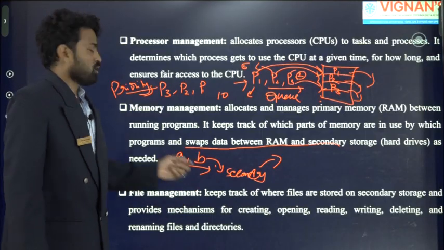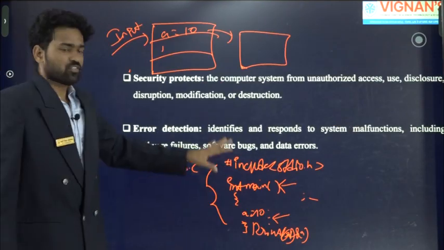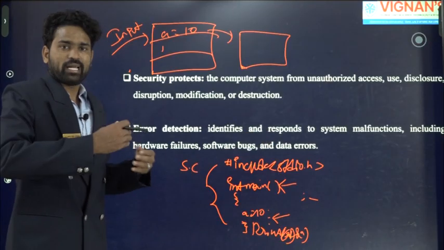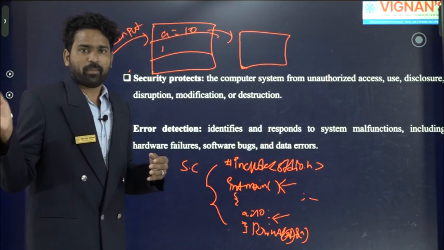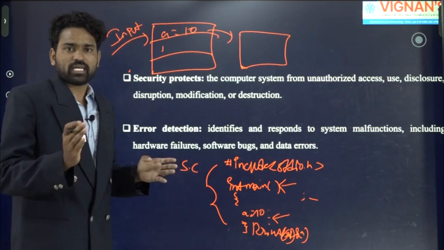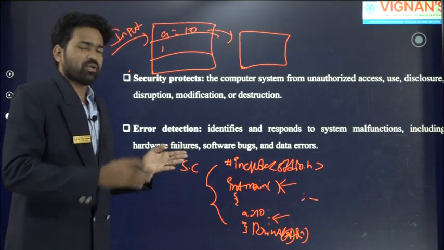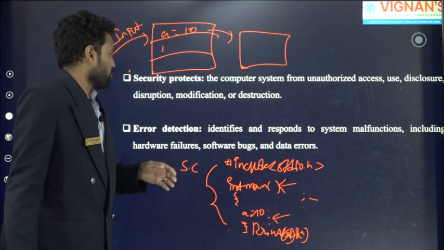Then file management. The file is stored in secondary memory, that means in a pen drive. So we need to get this from secondary memory to main memory, that means swapping the data from secondary memory to main memory. After completing the execution, we will swap from main memory back to secondary memory.